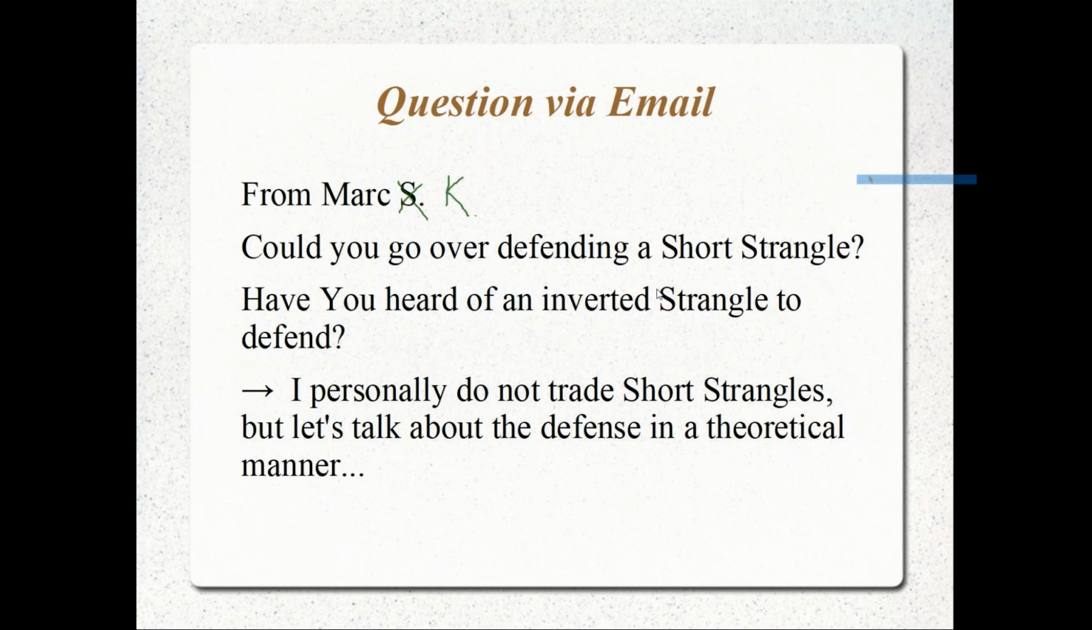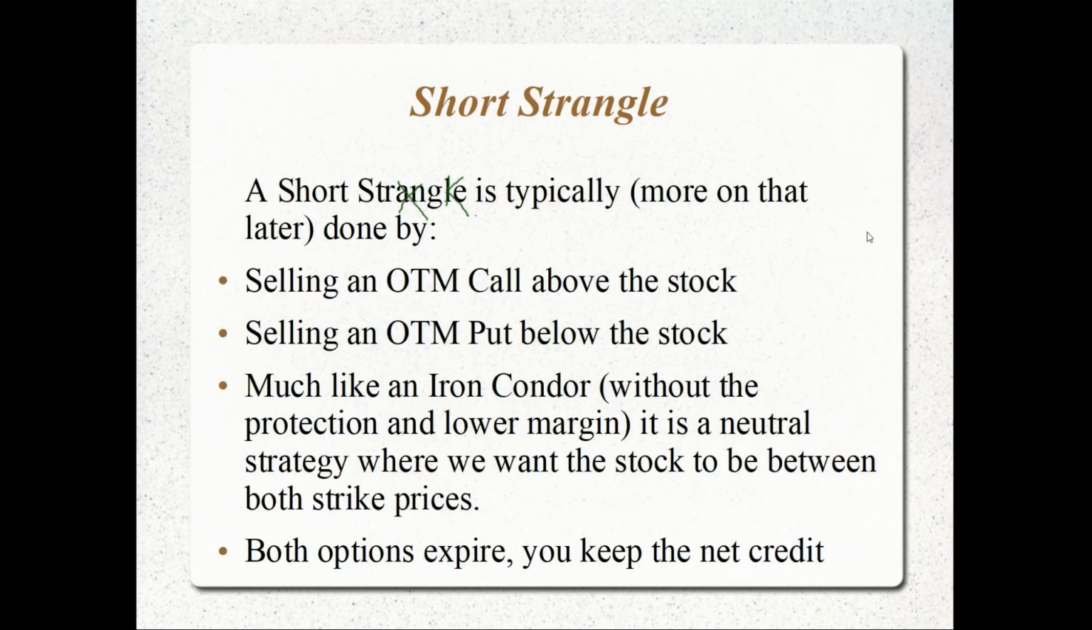All right, but to begin, let's talk about what is a short strangle. A short strangle is typically done by selling an out-of-the-money call above the current stock price and at the same time selling an out-of-the-money put below the stock price. So we're out-of-the-money call and out-of-the-money put. Now this is similar to an iron condor structure, but it's without the other wings. I'm not buying an extra further out of the money call and further out of the money put. I essentially just have a naked call and a naked put, both out of the money.